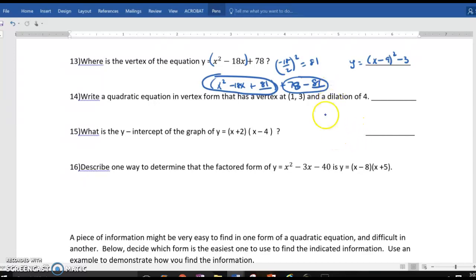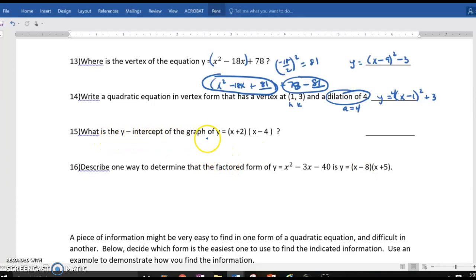And this would be your function. Okay? Now, write a quadratic equation in vertex form that has a vertex at 1, 3 and a dilation of 4. Remember, this is h, this is k. So y equals quantity x minus 1 all squared plus 3. But since it has a dilation of 4, that's telling you a is 4. So that comes out in front here.